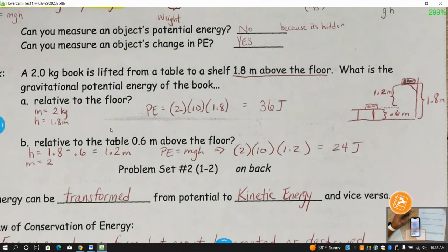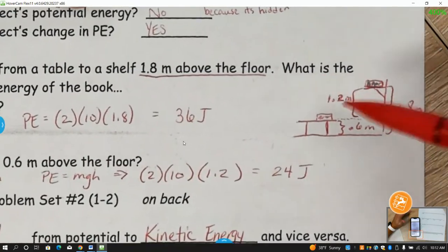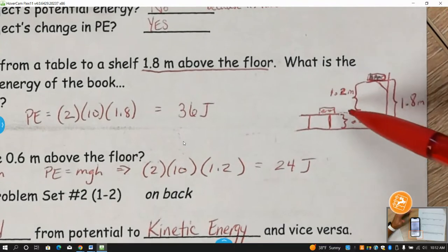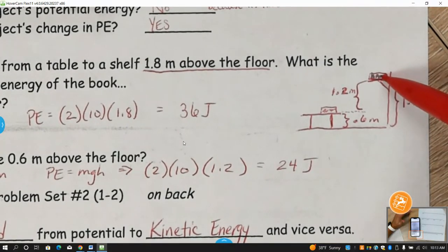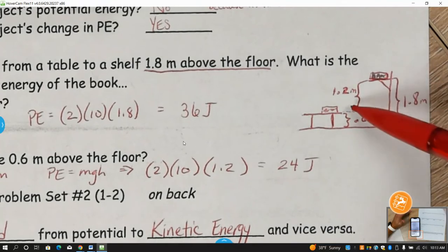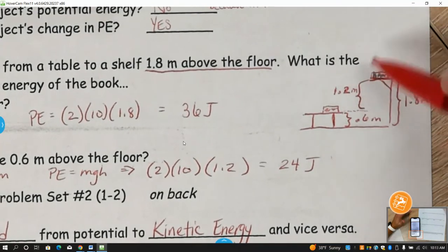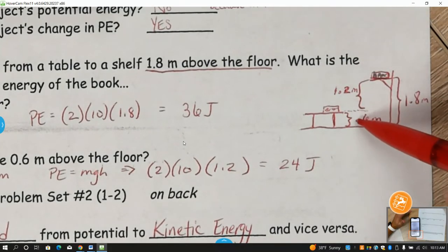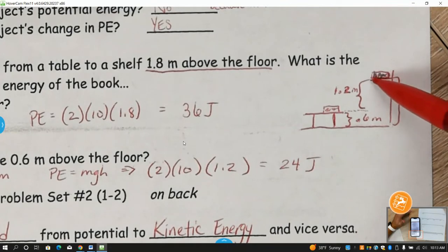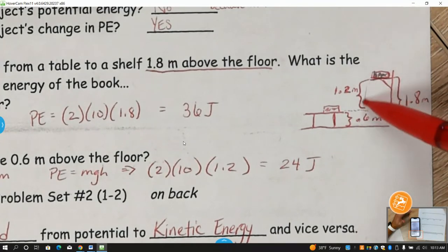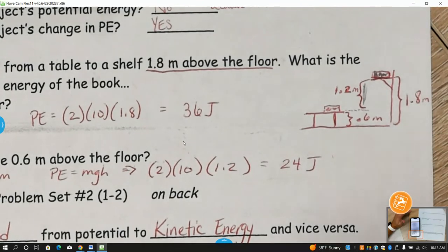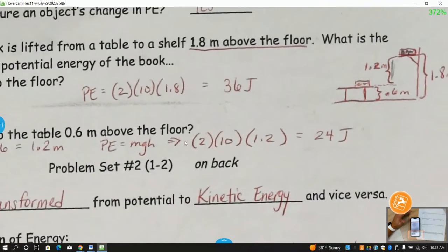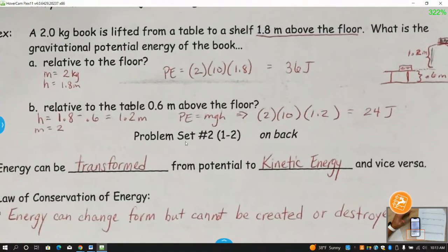But then they ask how much potential energy it would have relative to a table that's 0.6 meters above the floor. That one's a little trickier because sometimes people just use 0.6 as the height. No, they're talking about the book relative to the table. If the whole thing is 1.8 and the table is only 0.6 meters above the ground, if we were to drop the book from the top shelf to the table, it would have only fallen a distance of 1.2 meters. So that would be your height, and you would get 24 joules.